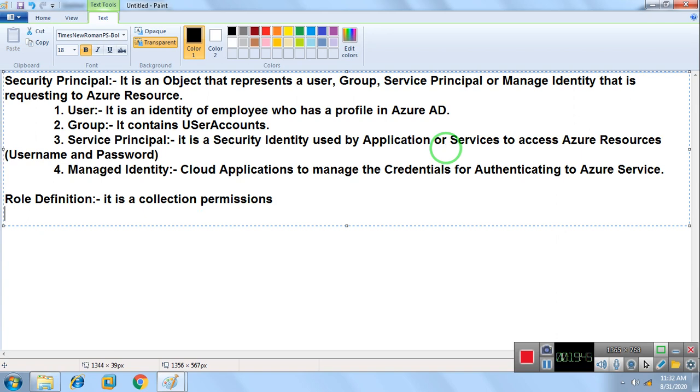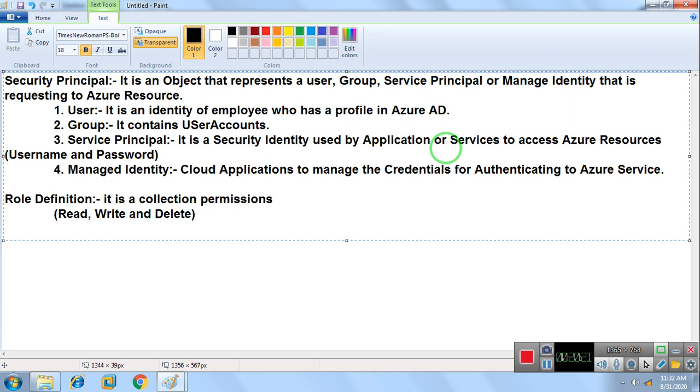Now, in a role definition, there are three types of resources. First we talk about the application permissions. What permissions can we use in this? We can use read, write, and delete. These are the permissions we can use in a role definition, and a role definition has three resources as well.